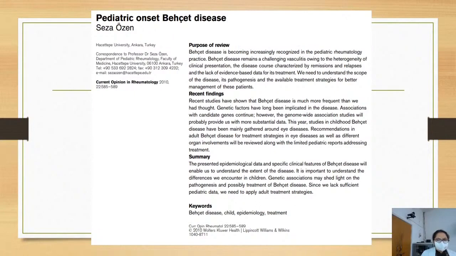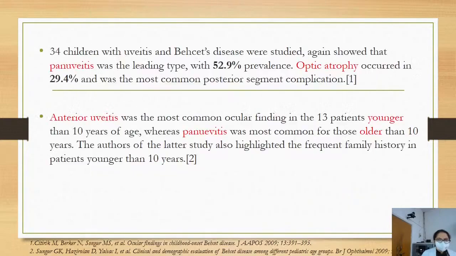Coming to pediatric onset Behçet's disease, there is only very little literature. From these two articles, I conclude that 34 children with uveitis and Behçet's disease were studied. Pan-uveitis was the leading type with 52.9% prevalence, and optic atrophy occurred in 29.4% of patients, the most common posterior segment complication. Anterior uveitis was the most common ocular finding in 13 patients younger than 10 years of age, whereas pan-uveitis was most common in those older than 10 years.